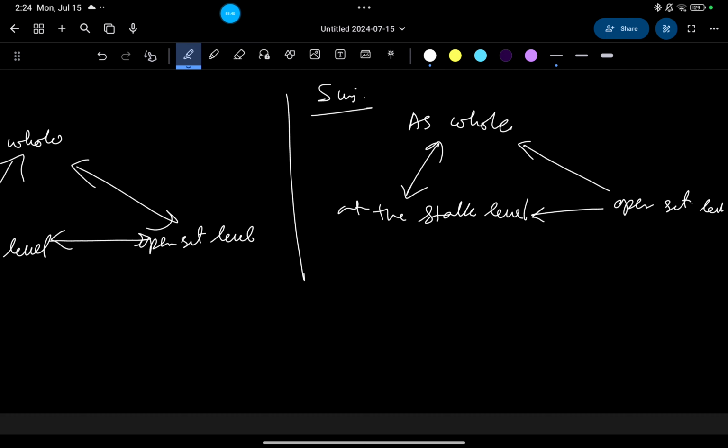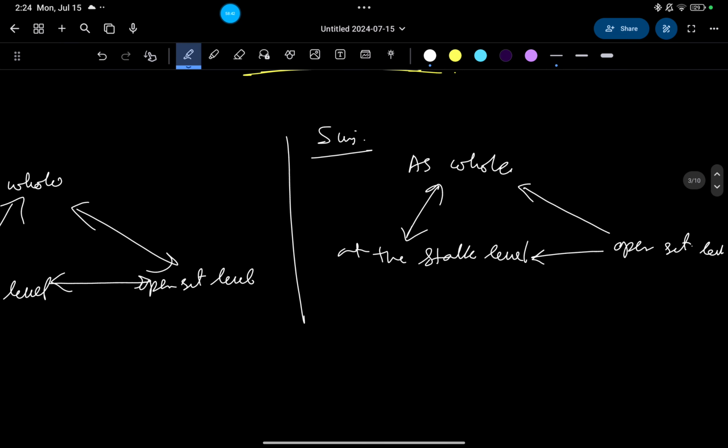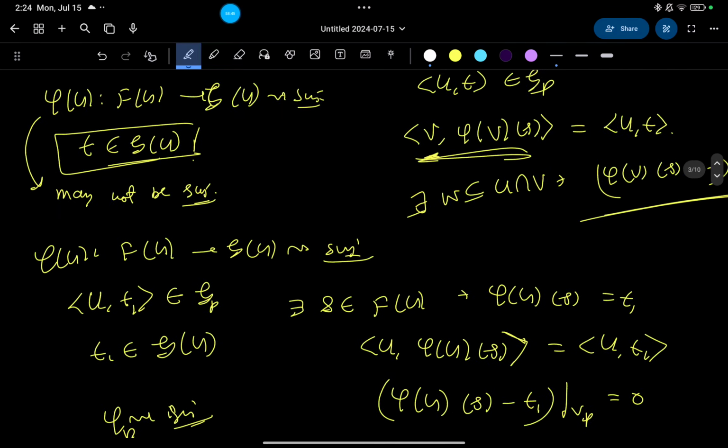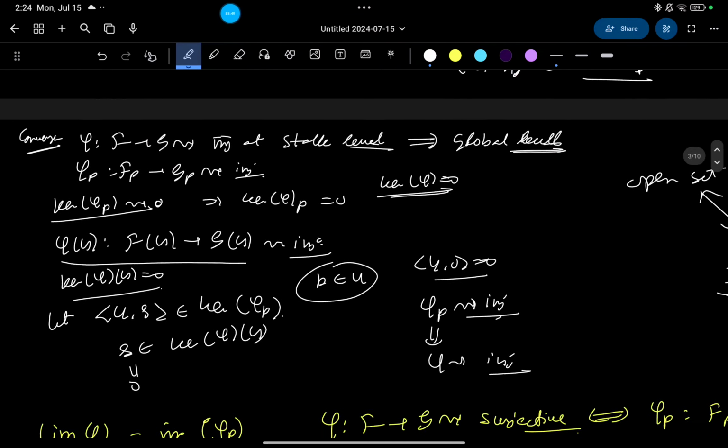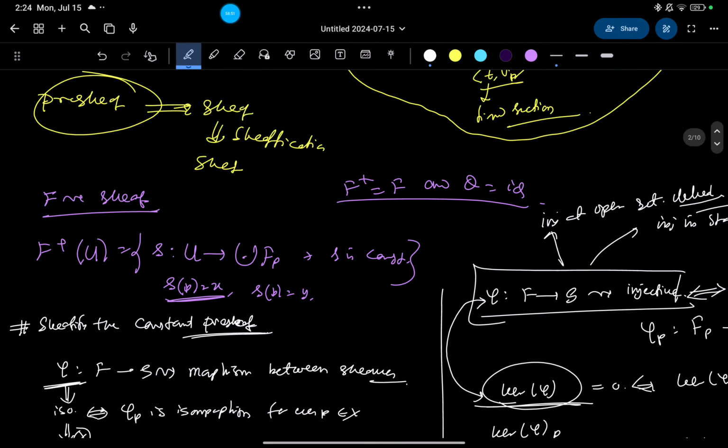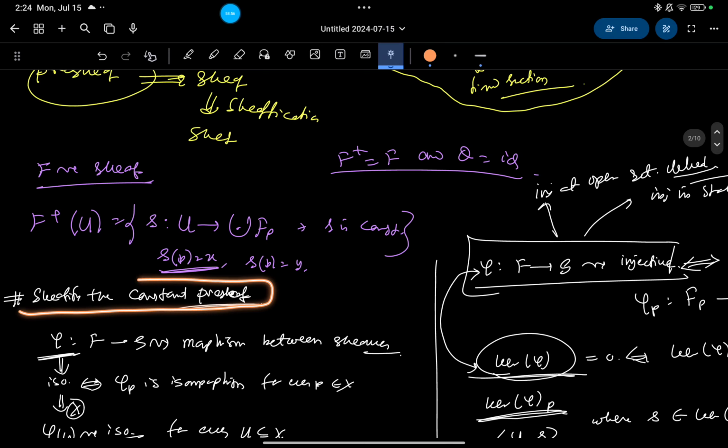All right, so let's stop it here. Hope you will try this exercise that I have given you, to sheafify the constant presheaf. This one is an exercise, please note it down. We'll try this exercise, and in the next class we will study some more sheafification procedures, or some more sheaves obtained by sheafification of some other presheaves. Okay, thank you.